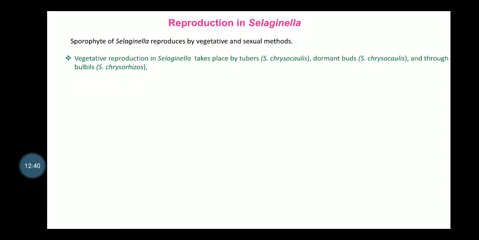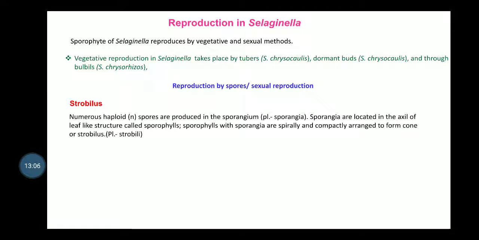Next important thing is reproduction of Selaginella. Sporophytic plant body of Selaginella reproduces either by vegetative or sexual method. In case of vegetative reproduction, Selaginella uses a tuber or dormant bud and bulbils, but our interest is the reproduction by spores or sexual reproduction. One thing comes in our mind, that is the strobilus.